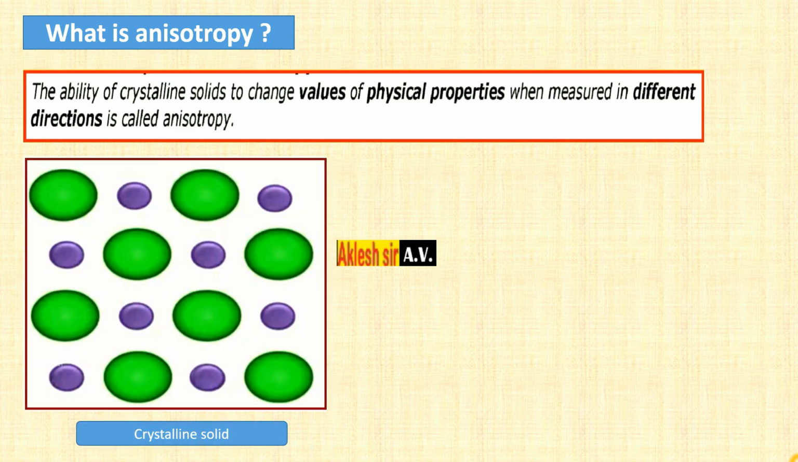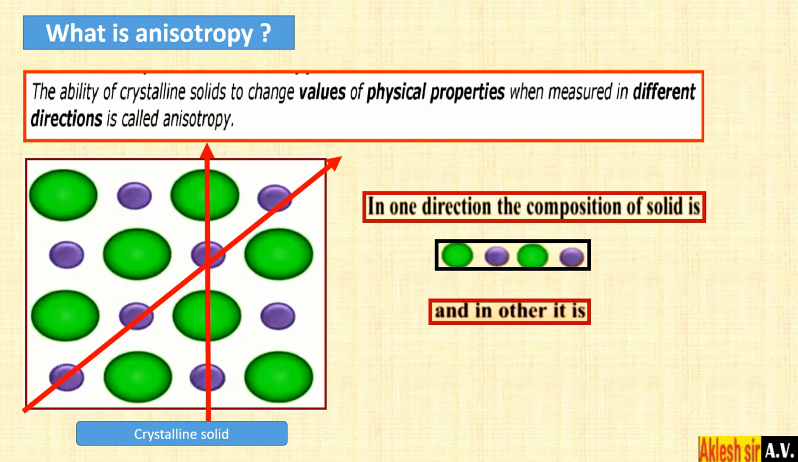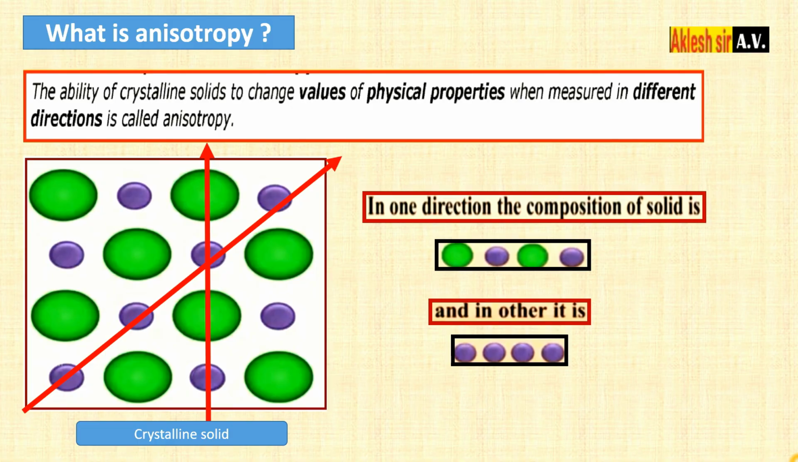This is the general representation of a crystalline solid. Using this general representation, let us draw two lines, one passing through green, purple, and the other passing through purple. So from here I can say that in one direction the composition of the solid is green, purple, and in the other case the composition is purple. In both directions, is the composition of the particles the same or different? It is different. Since the composition of the solid changes with direction, the value of the physical property also changes, and that's the reason for anisotropy.